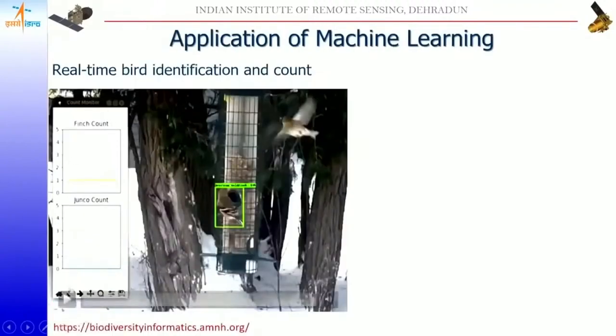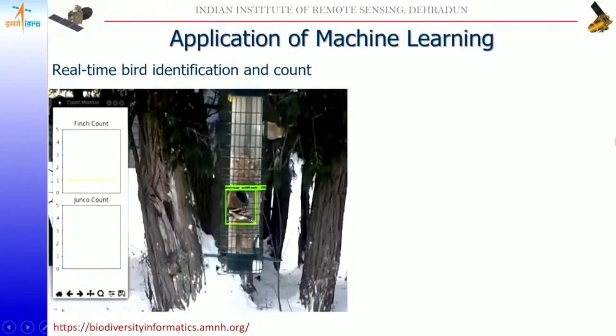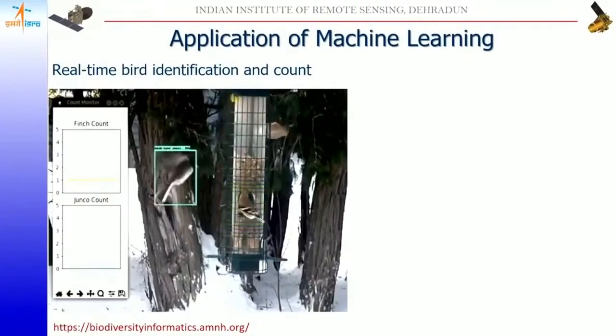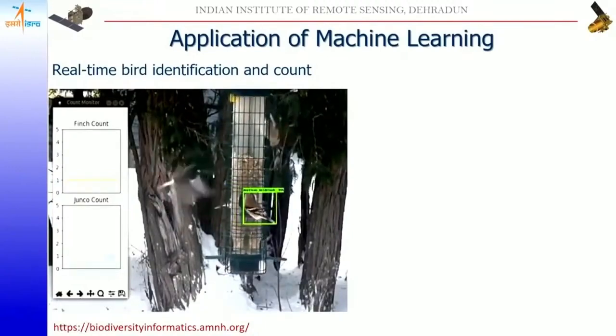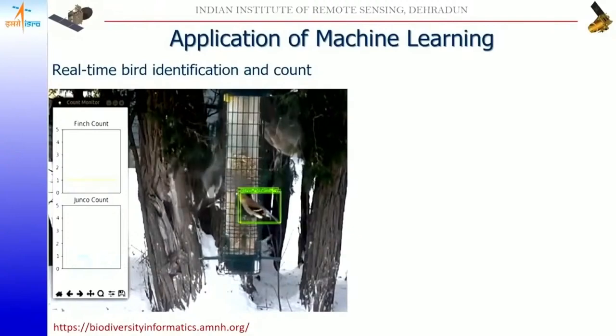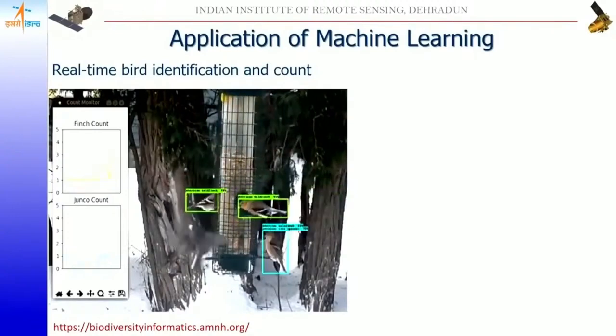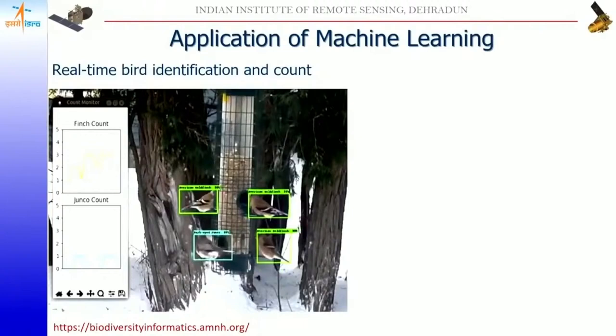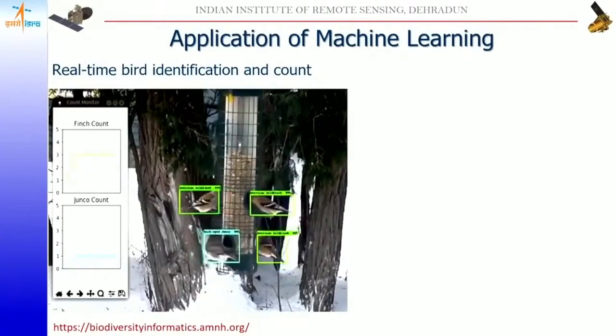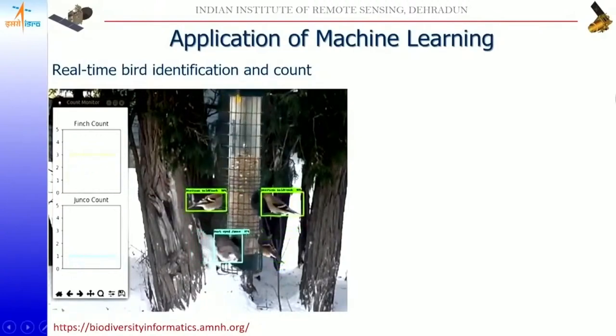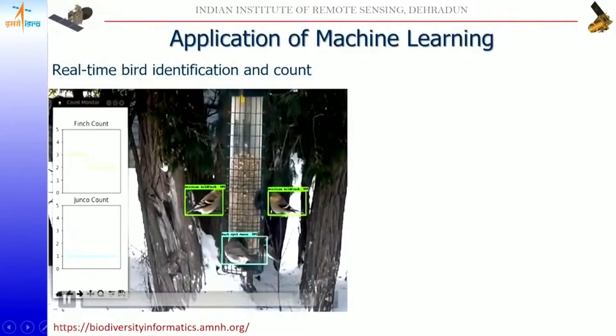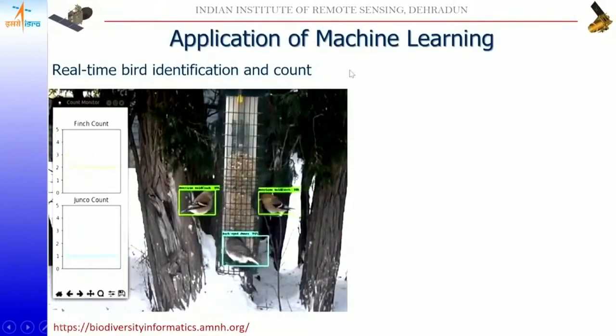So this is one example of the application of machine learning. Here we can see the utility of the machine learning tool. It automatically identifies the bird species and also counts the number in real time. So this is one example where machine learning is important.